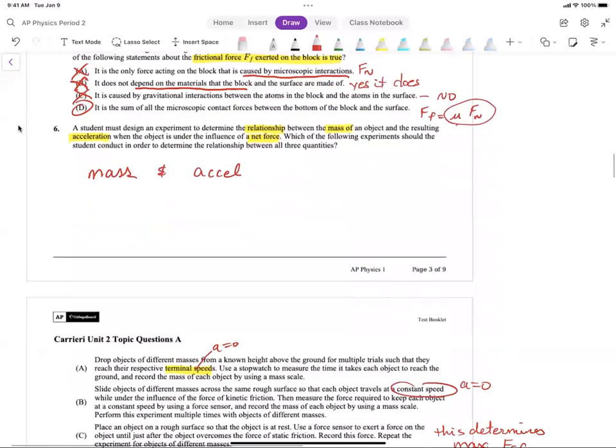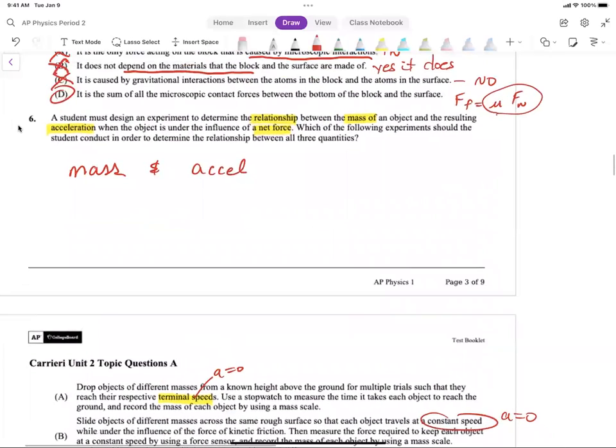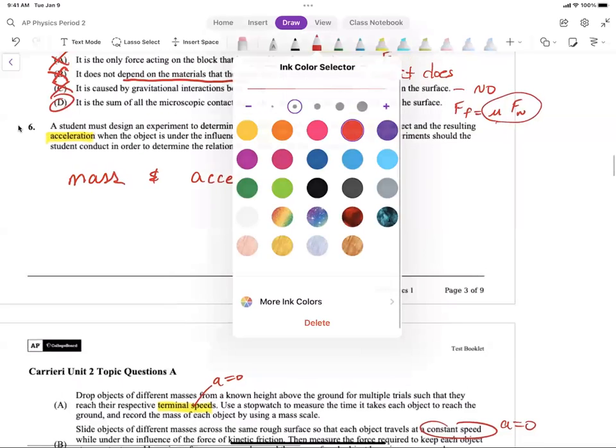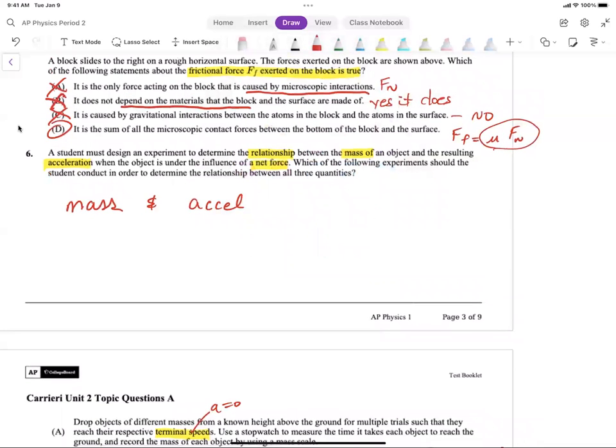This is the problem that I have with number 6. I struggle with these, but I'm going to keep going over them, and you're going to see me fumble through them all year long. It's my weakest subject related to AP Physics. A student must design an experiment to determine the relationship. I'm trying to develop a process on how to do these. This word relationship is important, so I'm starting to realize. I need to determine the relationship between mass and acceleration while under some force.